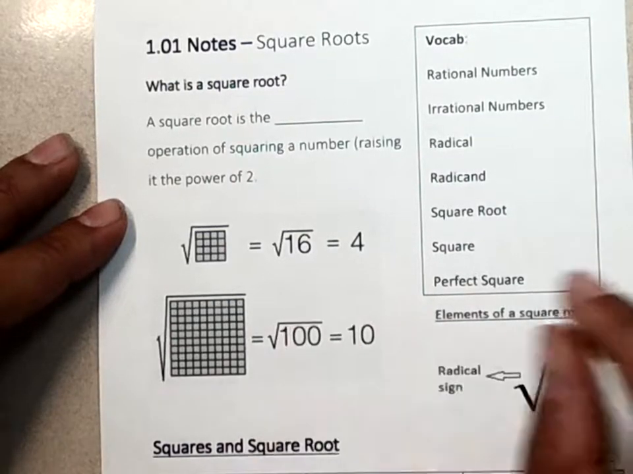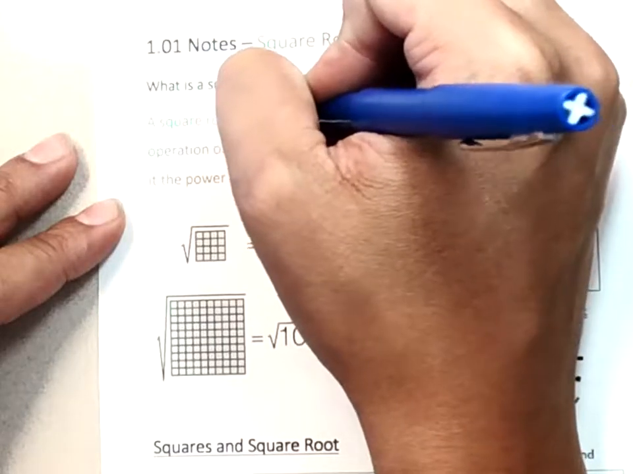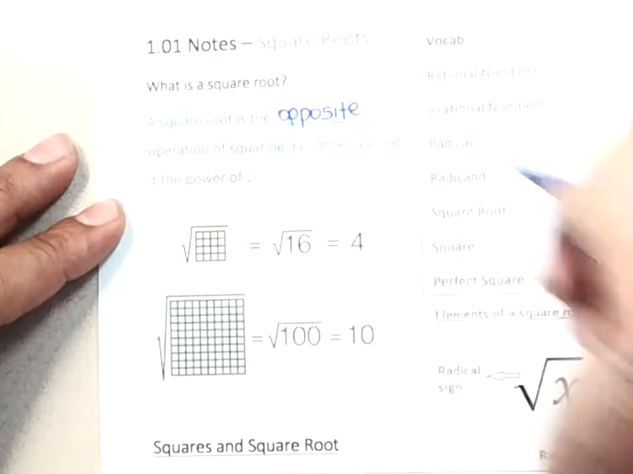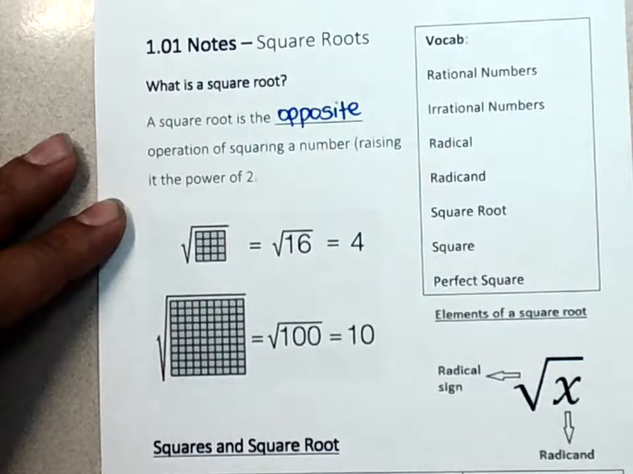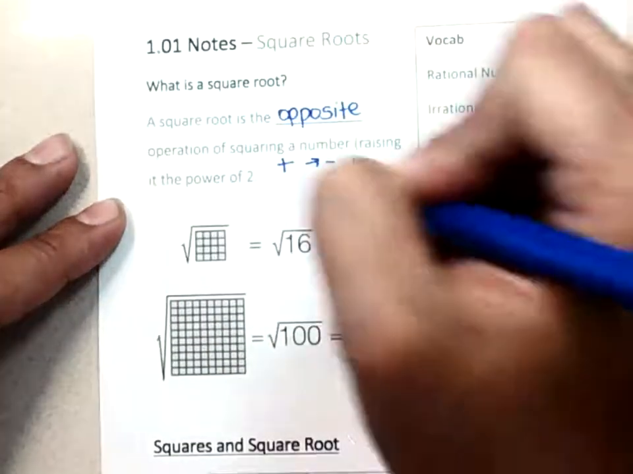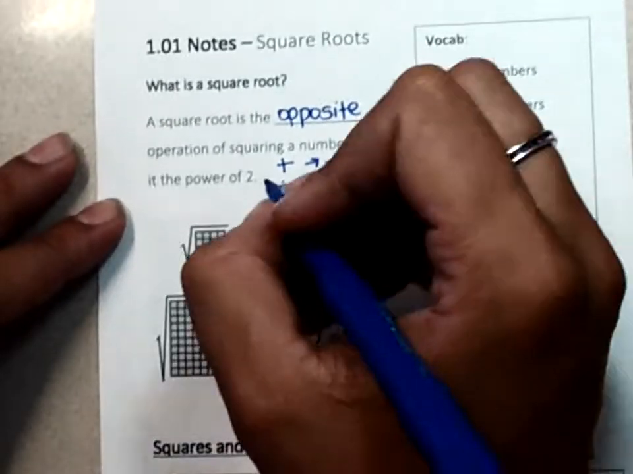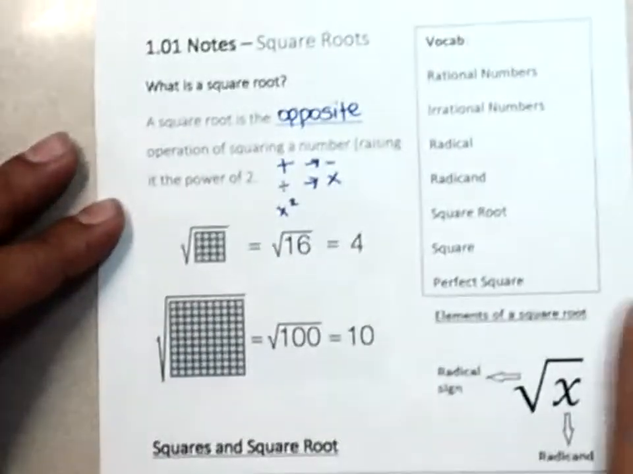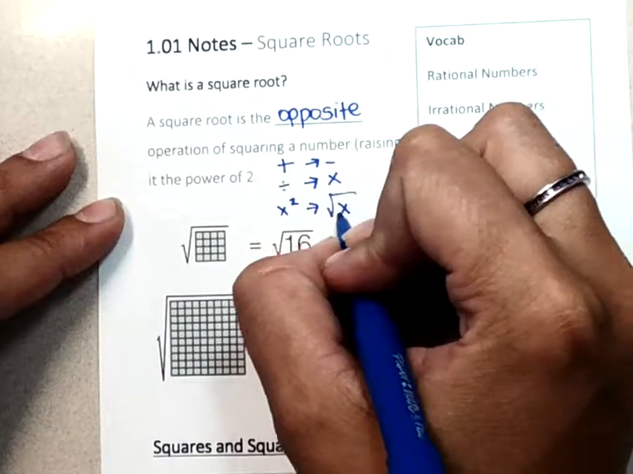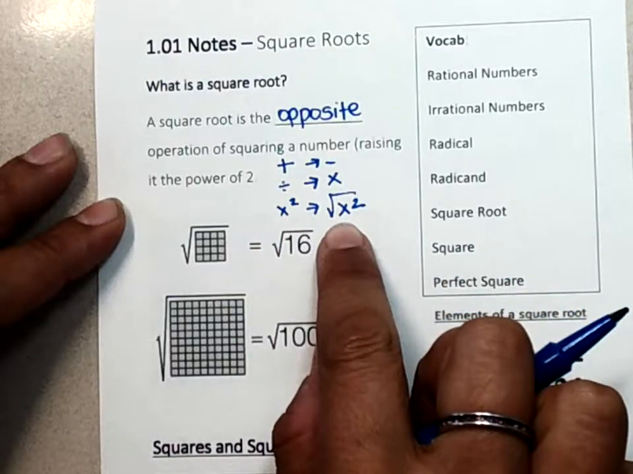A square root is the opposite operation of squaring a number. So when we think of opposite operations, I think of positive being opposite to negative. I think of division being opposite to multiplication. And then I also think of squaring and square rooting being opposites. And this is what we're going to be talking about today.